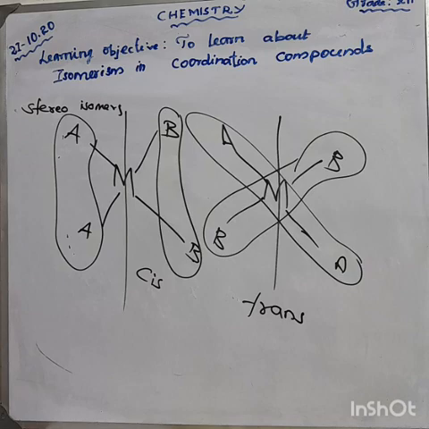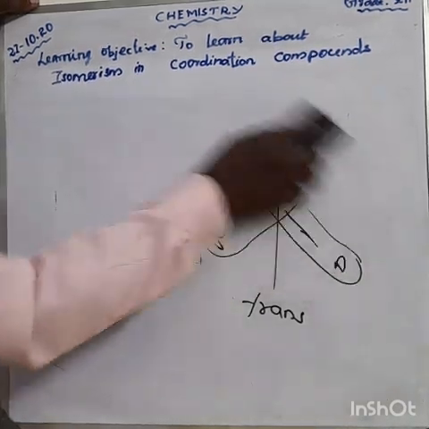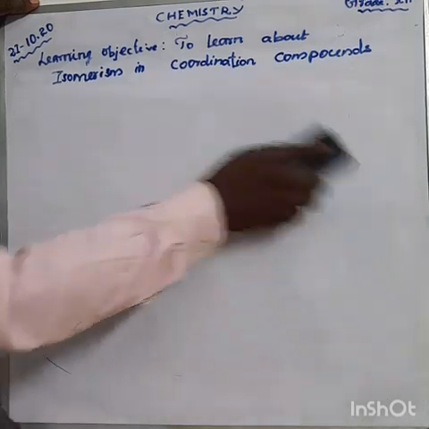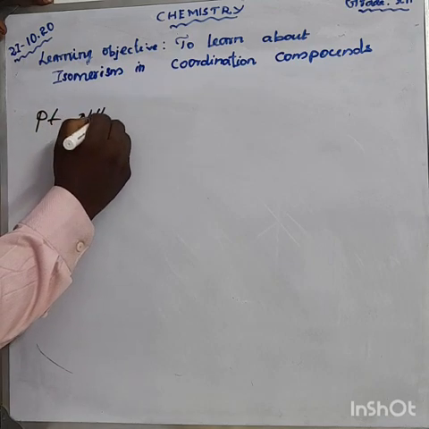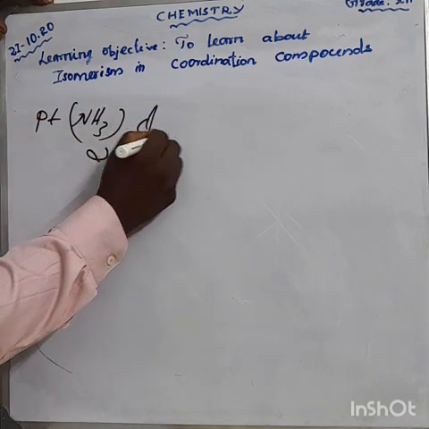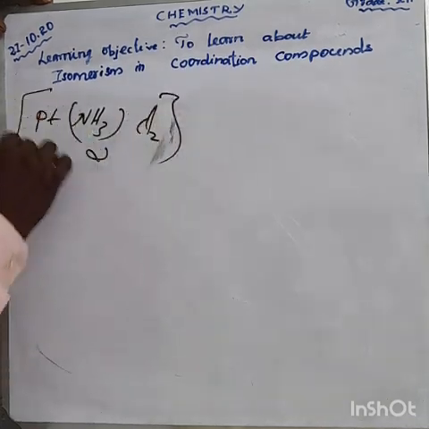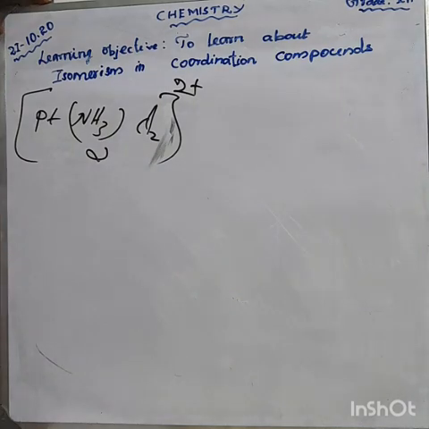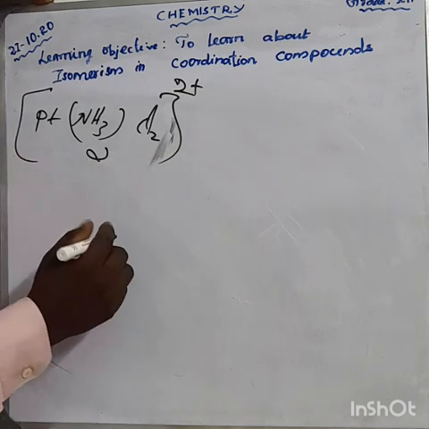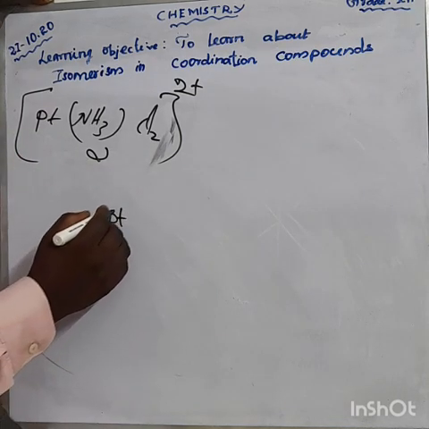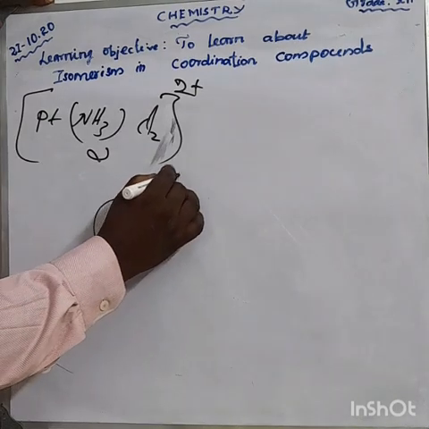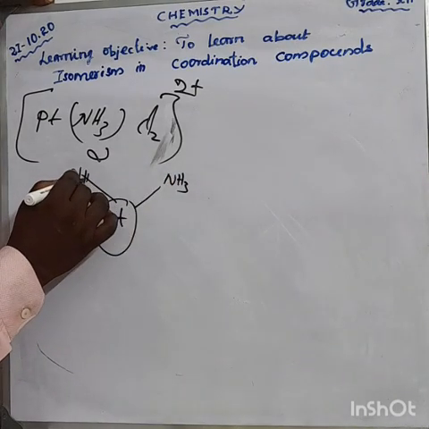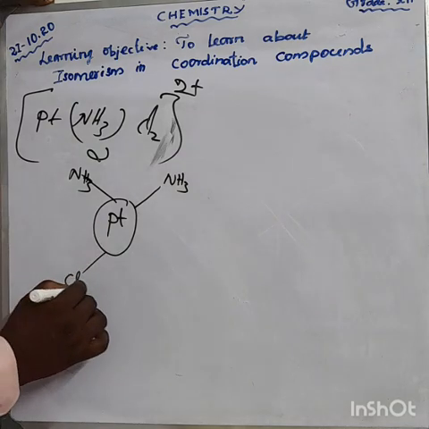For example, platinum, NH3 twice, Cl2. The whole complex charge is 2 plus. This is one example. Here platinum is the central metal atom. How many ammonia groups are there? 2 ammonia, NH3, NH3, and Cl.